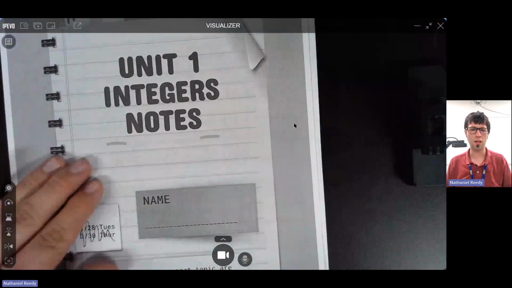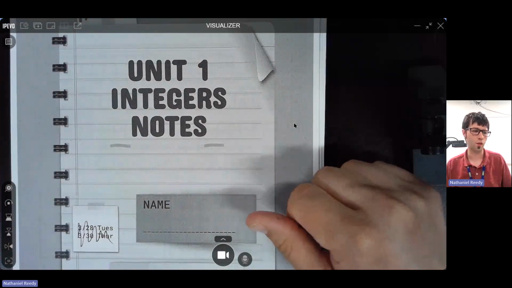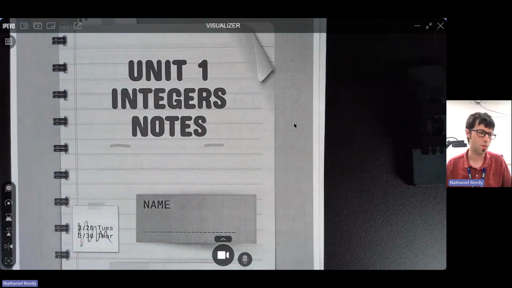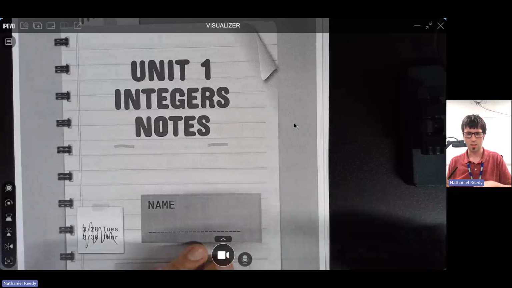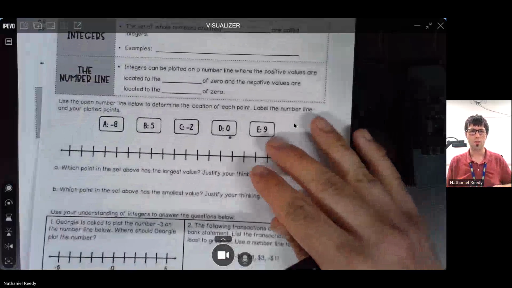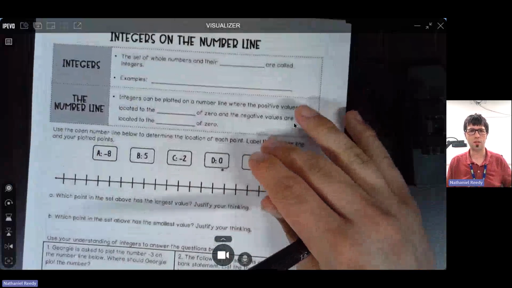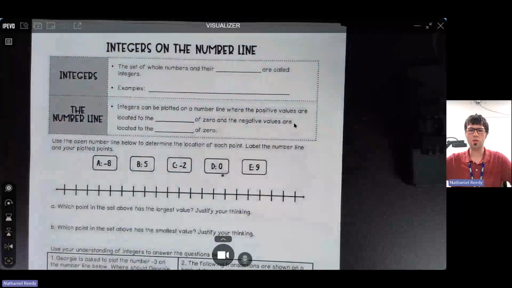And so this one is on integers. And the title of the video, we might have also seen number line, adding, subtracting. So we're going to use the number line to add and subtract numbers. So integers on the number line.